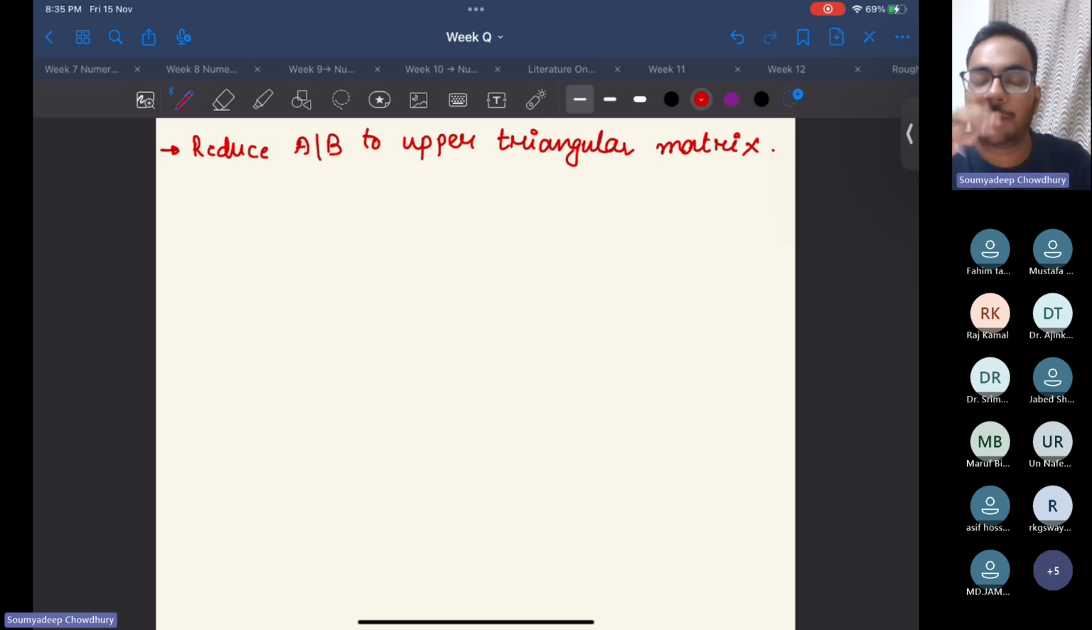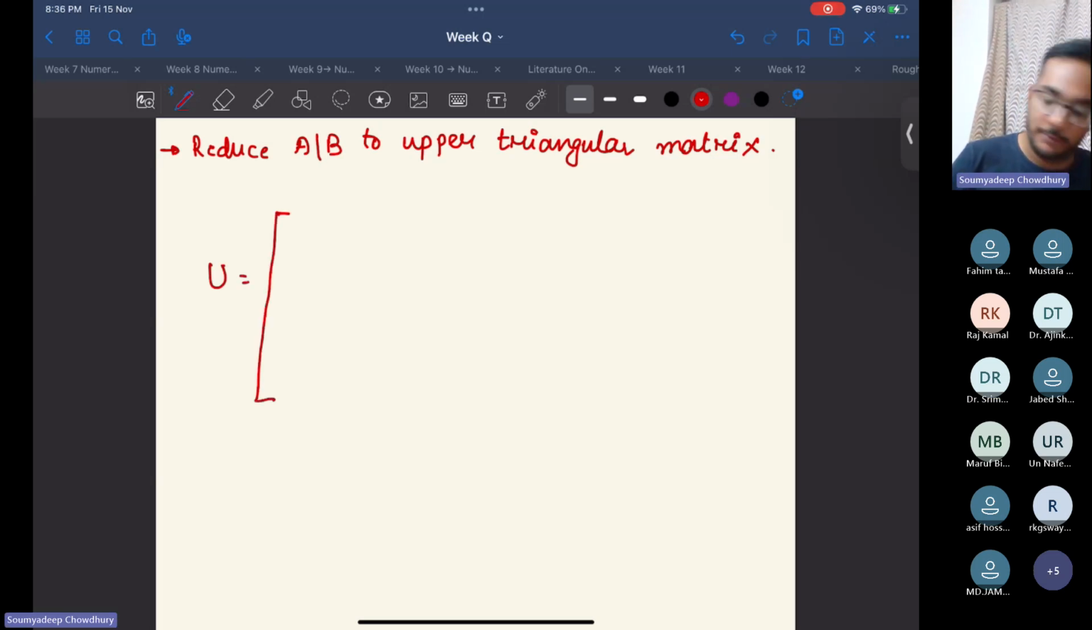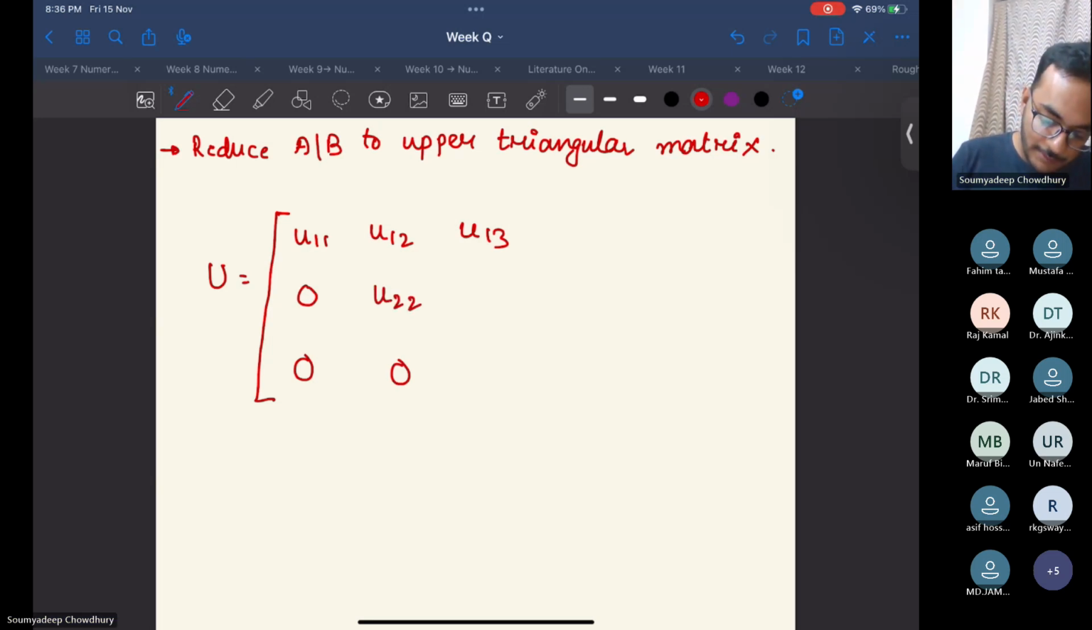Are all of them familiar, madam, with this upper triangular, lower triangular matrix, or should I describe it? Please describe, sir, because they are not familiar with this one. Okay, fine. So an upper triangular matrix is of this form. It is basically, this is 0, this is 0, this is 0. For a 3x3 matrix, I am obviously describing.